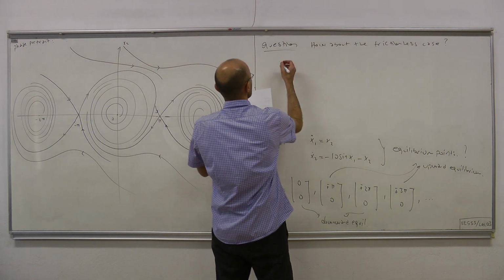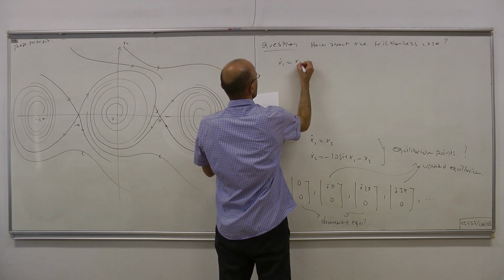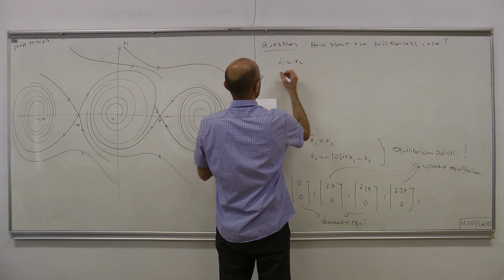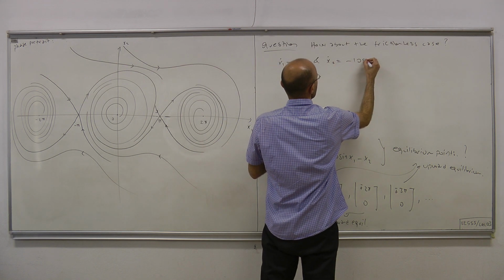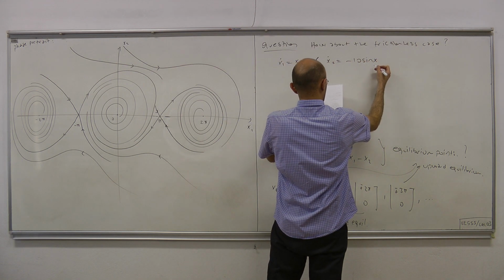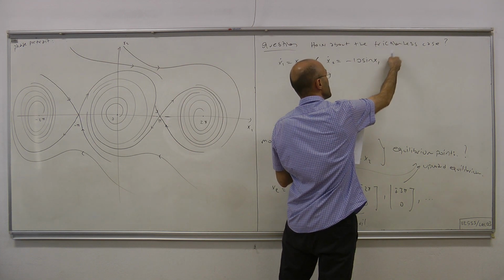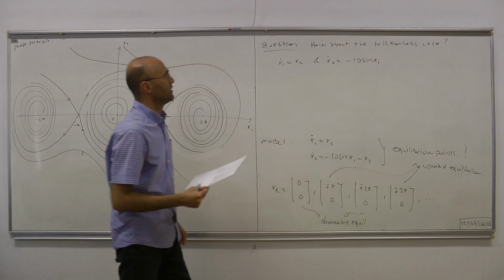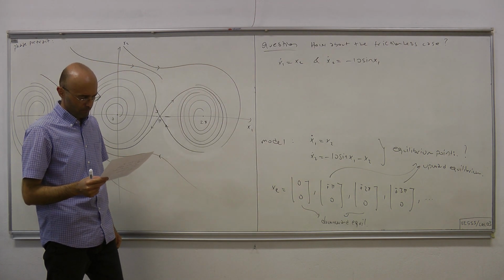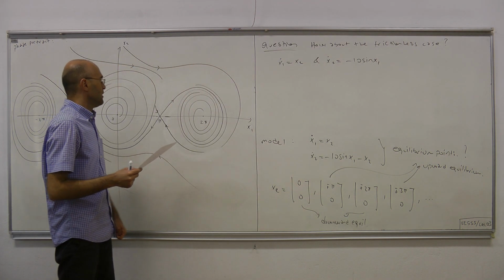So, without friction in this case, I mean x1 dot equals x2, and x2 dot equals minus 10 sine x1. Now, that minus x2 term was representing the friction in the original problem.